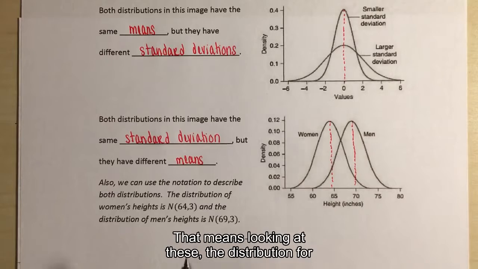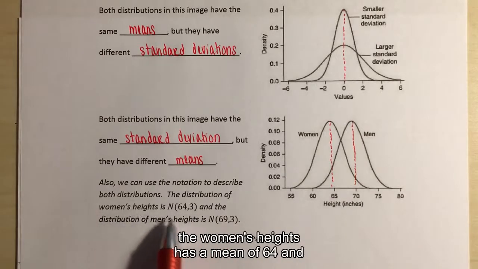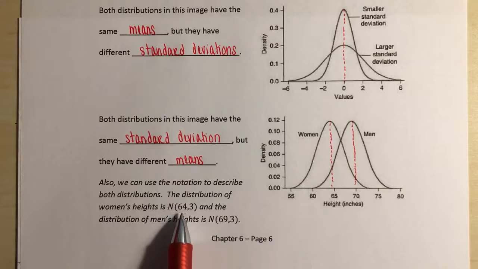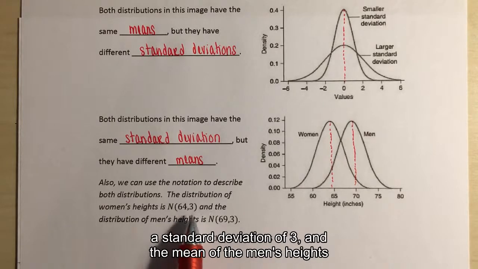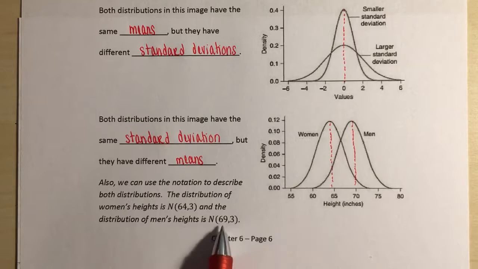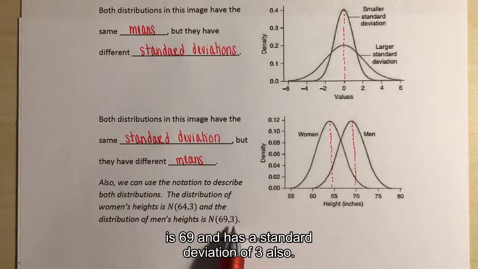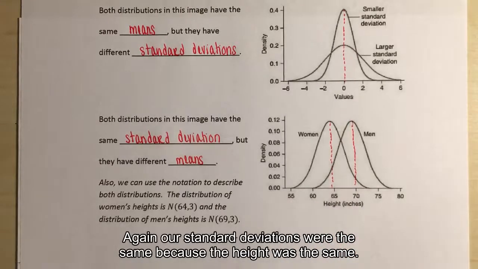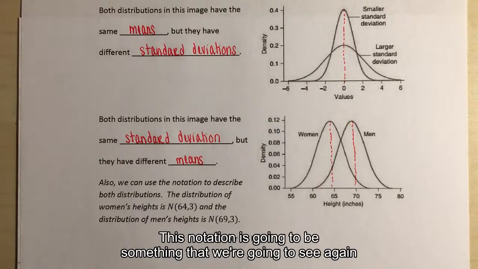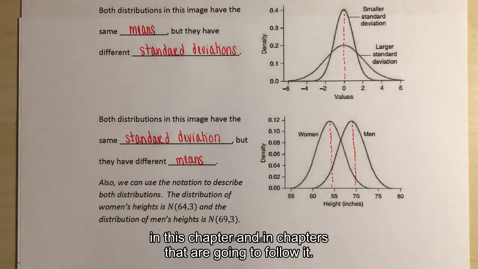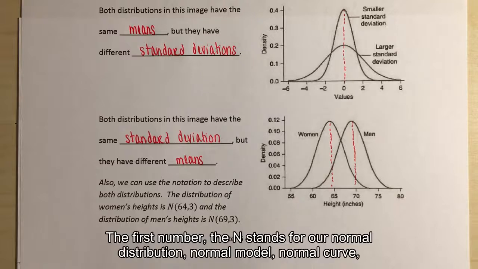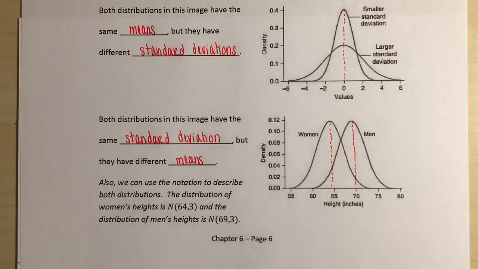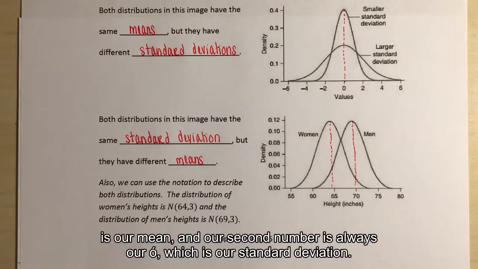So that means looking at these, the distribution for the women's heights has a mean of 64 and a standard deviation of 3. And the mean of the men's heights is 69 and has a standard deviation of 3 also. Again, our standard deviations were the same because the height was the same. So this notation is going to be something that we're going to see again in this chapter and in chapters that are going to follow it. The N stands for our normal distribution, normal model, normal curve. And then the first number is always our mu, which is our mean, and our second number is always our sigma, which is our standard deviation.